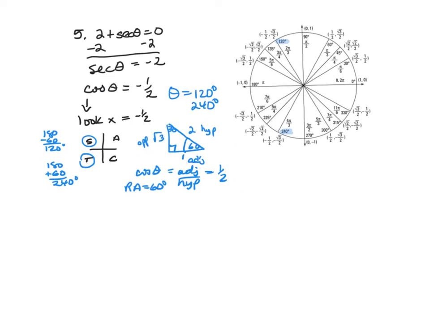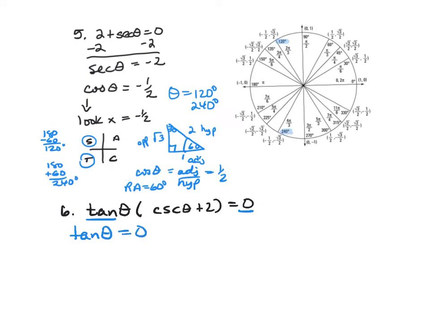Let's try number 6. Number 6 has tangent of theta times cosecant theta plus 2 equals 0. Notice this one is already factored for me, so I just take my two factors, set them equal to 0. Now this one. Tangent theta equals 0. That one's already finished. Let's go ahead and finish this one.